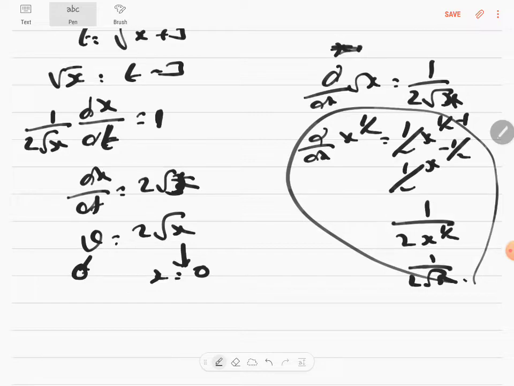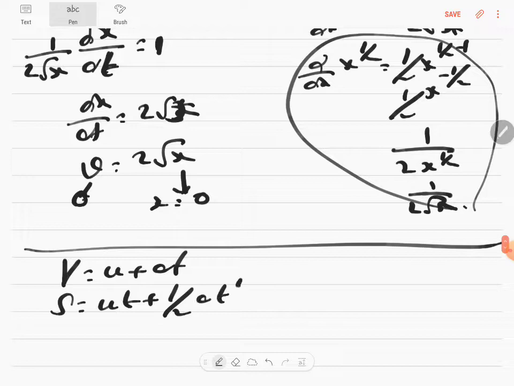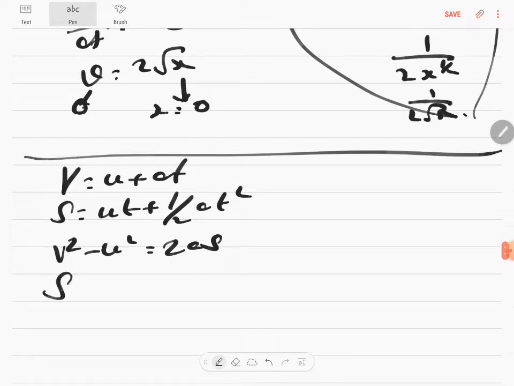The next thing that I was discussing in class is all about kinematic equations. What are the kinematic equations? v is equal to u plus at, s is equal to ut plus half at square, and v square minus u square is equal to 2as. After this, there is a special formula called the Sn formula, that is, at the nth second how much did he travel.